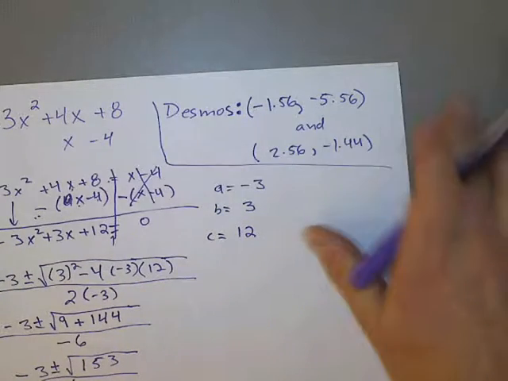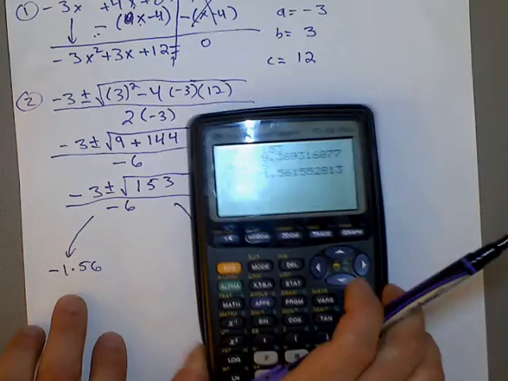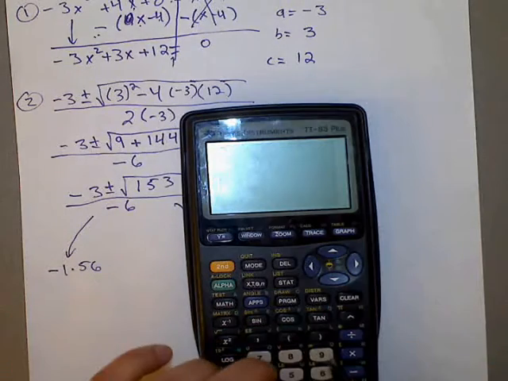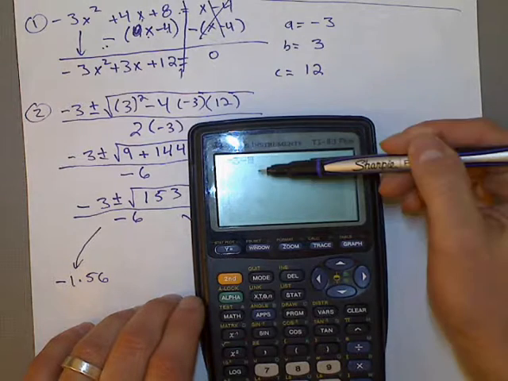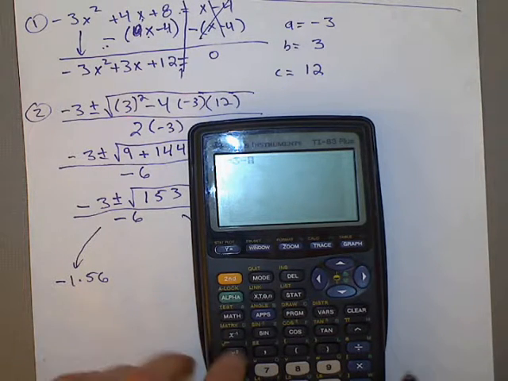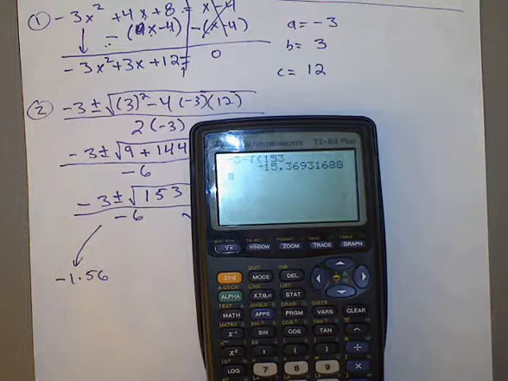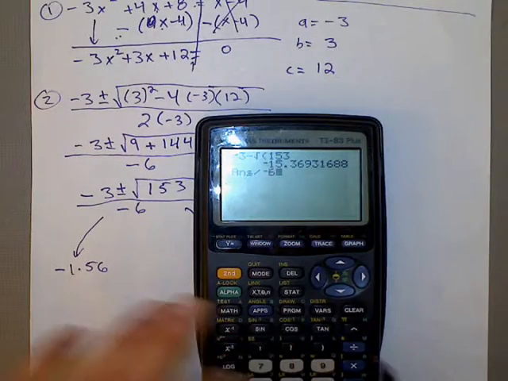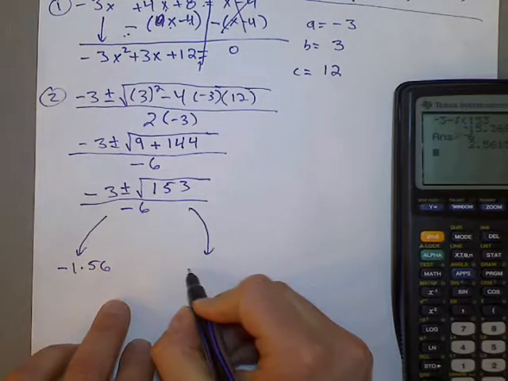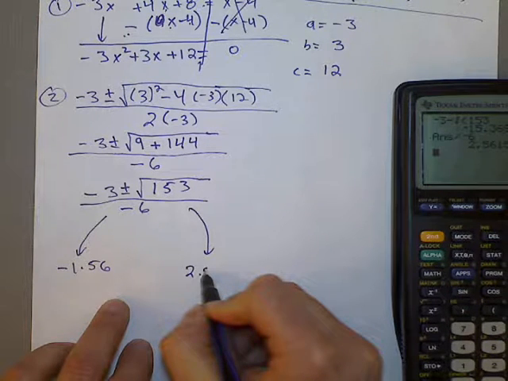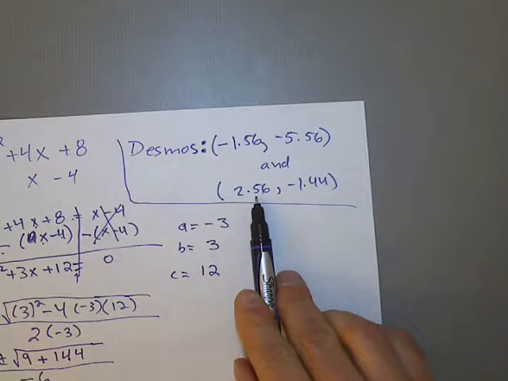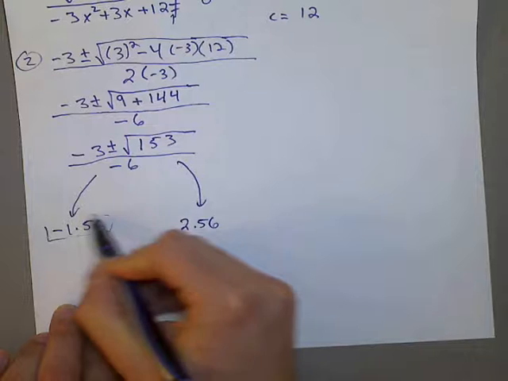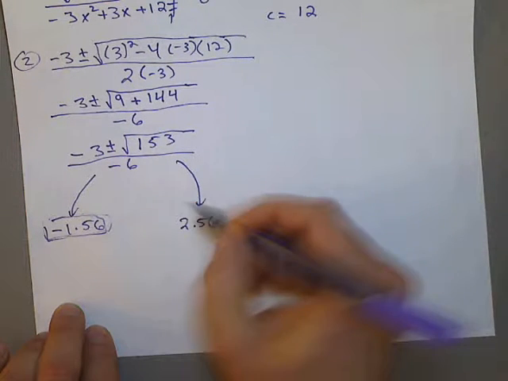And then we'll get the other one. We'll use the same method, but we'll do negative 3 minus. So notice how we put the minus instead. Square root 153, and we'll divide that by negative 6. So the other answer is going to be 2.56. Again, that's a solution that makes sense because that's what we got when we put into Desmos originally. So now that we have the 2 x solutions, let's go ahead and do the third step.